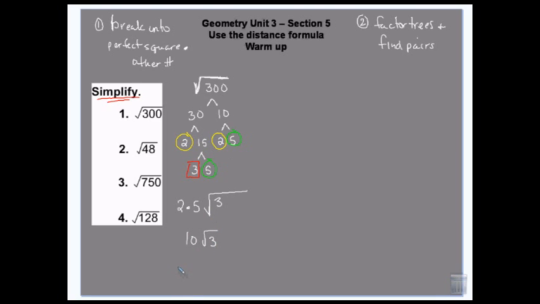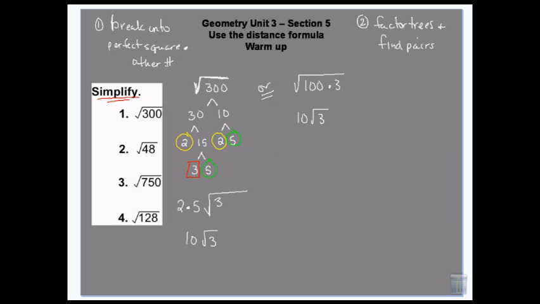So the square root of 300 is 10 times the square root of 3 once it's been simplified. Now, if you recognize a perfect square inside there, 100 is a perfect square. The square root of 100 is 10. The 3 gets left behind. But you'd have to be able to recognize the perfect square inside to find that. Okay.